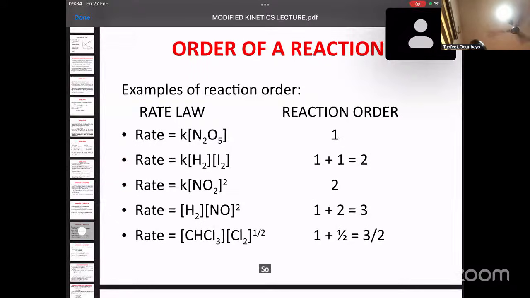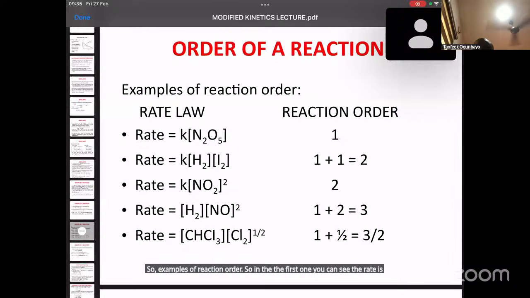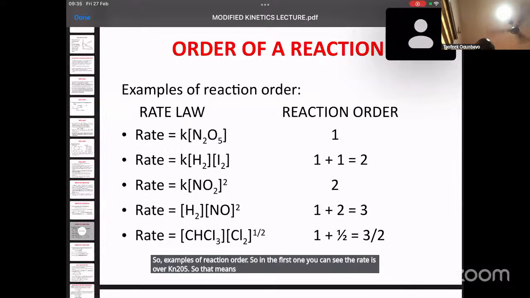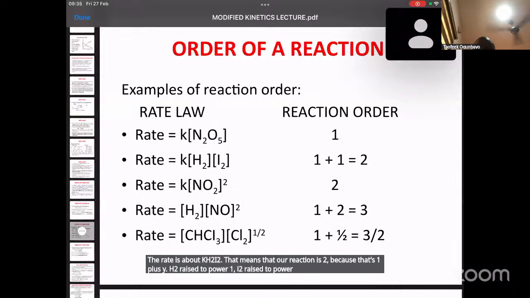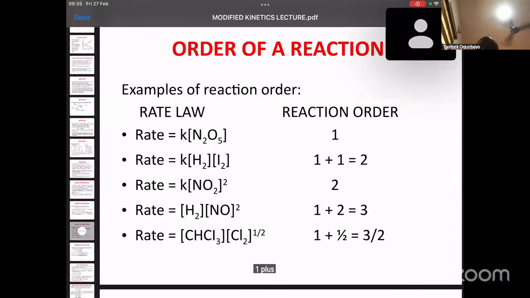So, examples of reaction order. In the first one, you can see the rate is equal to k[N2O5]. That means the order of reaction is 1, because N2O5 is raised to the power of 1. The rate is equal to k[H2][I2]. That means the order of reaction is 2, because that's 1 plus 1: H2 raised to power 1, I2 raised to power 1. So that gives you 2. The third one, you can see the reaction order is also 2. Then the fourth one, 1 plus 2, that gives you 3.